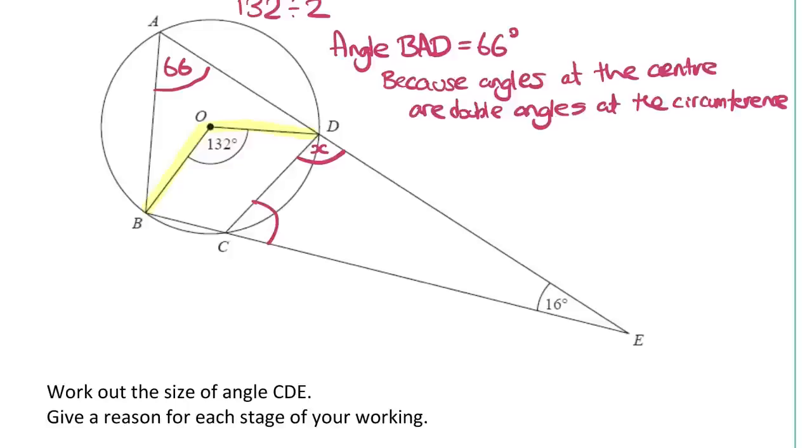Now the next thing that we can see is there is a cyclic quadrilateral within this circle, these 4 points here, joining them all up, and opposite angles within a cyclic quadrilateral add up to 180 degrees. So if we move down to this angle here, this angle along with the 66 have to add up to 180, so 180, take away 66, that leaves us with an angle of 114 degrees. So that's 114.